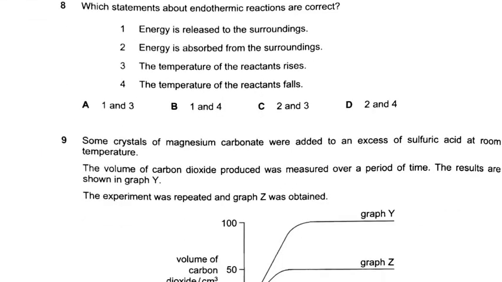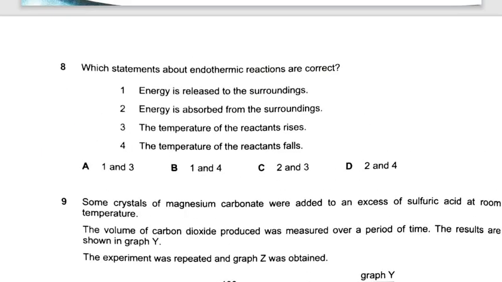Now let's see question number 8, which asks which statements about endothermic reactions are correct. Endothermic reaction means what? Endo means in, thermo means temperature. So here energy is absorbed from the surrounding. So definitely it will be 2. Now, temperature of the reactant rises, temperature of the reactant falls. When you absorb energy from the surrounding, what happens? The temperature of the reactant falls. So option number D is correct. 2 and 4 is the correct option you have.